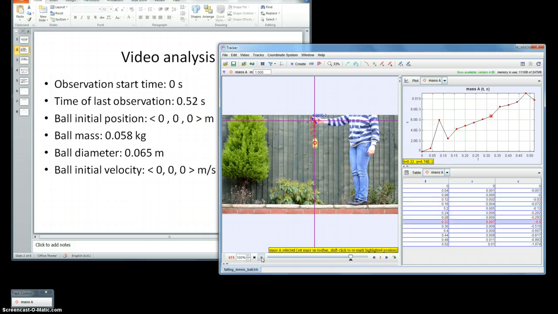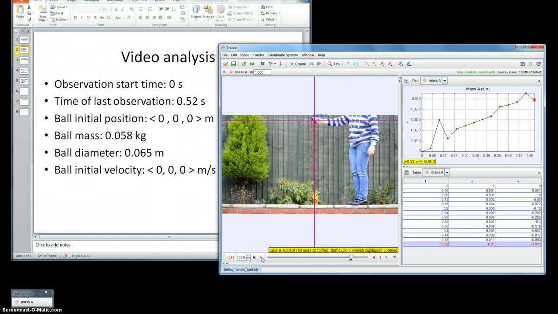The video was recorded at 25 frames per second and the measurements were calibrated to the diameter of the ball, which was 0.065 meters. I put the origin in the center of the ball in the first frame, just before it was dropped, and I orientated the axes so that the ball fell in the -y direction.